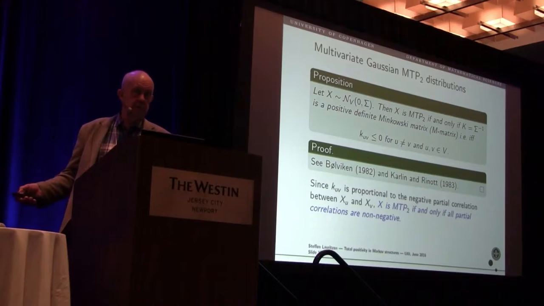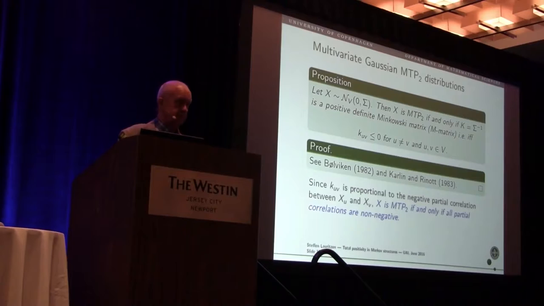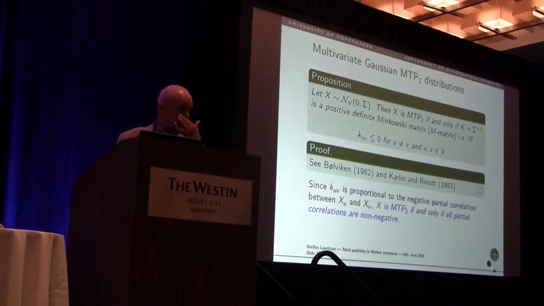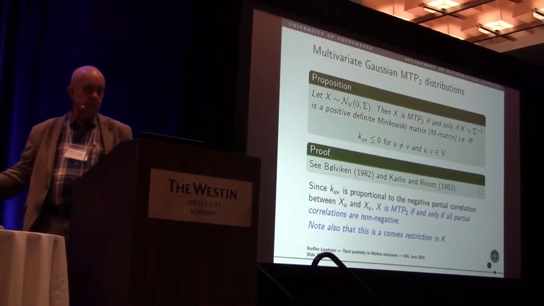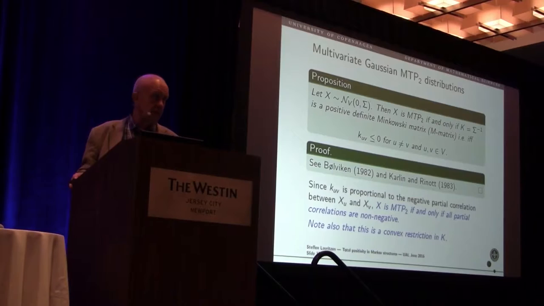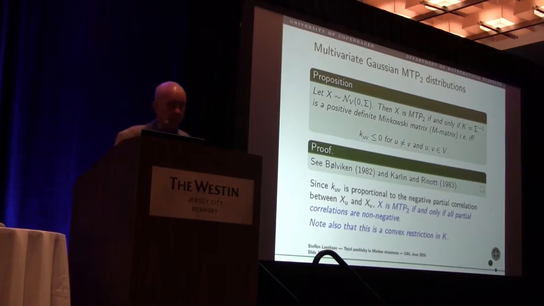So essentially now, knowing that things are closed on the marginals and on the conditionings, it means that partial correlations of all orders are non-negative, if and only if the full partial correlation is. Even if I take a marginal, I know because MTP2 is preserved on the margin, it's non-negative. It's also a convex restriction in K. Because of that convexity, you can use such a restriction in learning algorithms where convex optimization can be used. So this was all well understood.